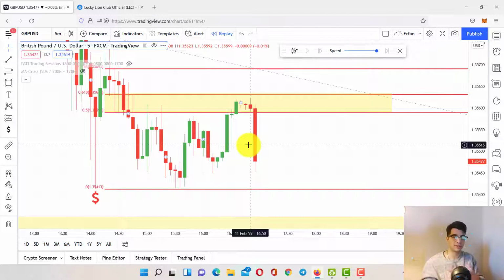For order blocks, it's the same thing. Sometimes there's a high probability order block in a 15-minute time frame, but you can't see it in the 5-minute time frame. So you need to switch between the time frames. Don't go too far if you're a scalper. You don't have to do that. Stick with 5 minutes all the way to 30 minutes max.